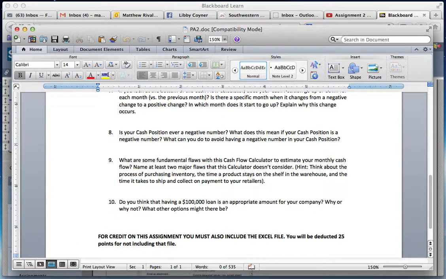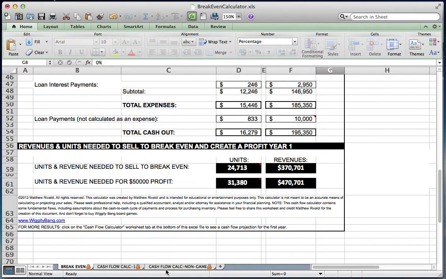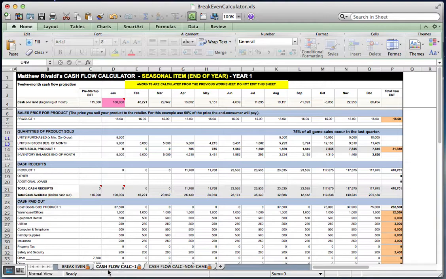There's one more part to the Excel file that I want to show you. You'll notice at the bottom of this Excel file there are 3 different tabs. So break-even is here. You're going to click on these to look at a cash flow calculator. This is a calculator that bases how much cash you're going to spend every month for your first year of business. So you'll see that you borrowed $100,000.